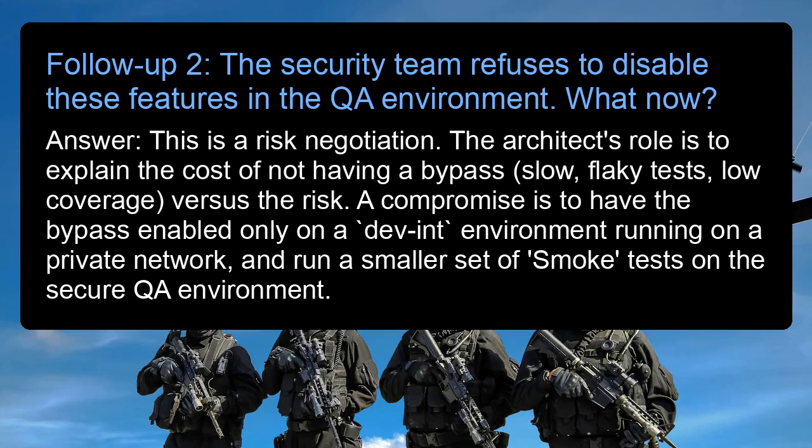Follow-up 2. The security team refuses to disable these features in the QA environment. What now? Answer: this is a risk negotiation. The architect's role is to explain the cost of not having a bypass, slow, flaky tests, low coverage, versus the risk. A compromise is to have the bypass enabled only on a DevOps environment running on a private network, and run a smaller set of smoke tests on the secure QA environment.